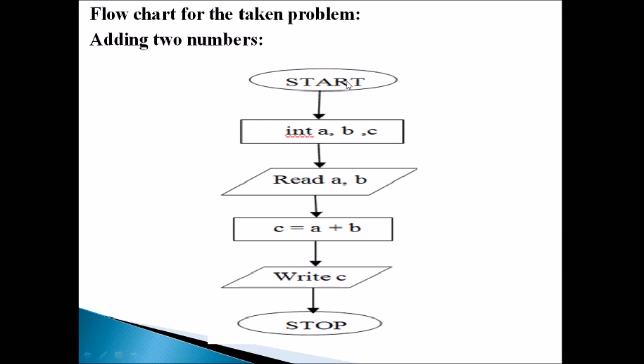Okay. And after start the program, we have declared the variables, isn't it? So with the data type integer, we have to declare a, b, c. That is given here within a rectangle symbol like int a, b, c. This is enough while we represent the algorithm for declaration in the flowchart. Okay, no need to write the full statement. Just we can write the data type followed by the variables.